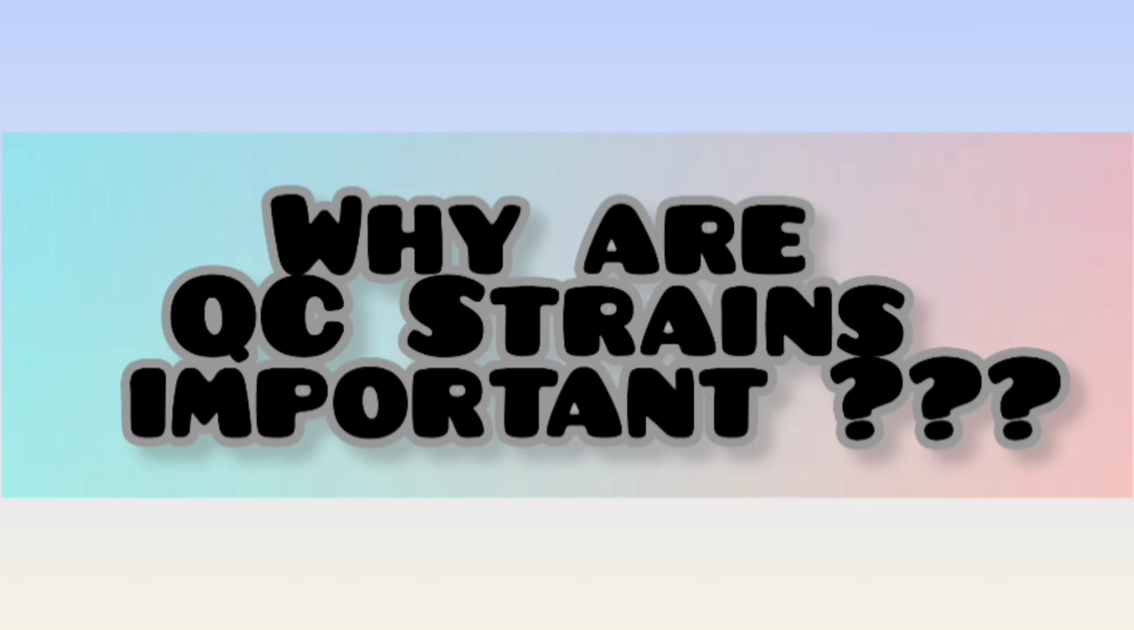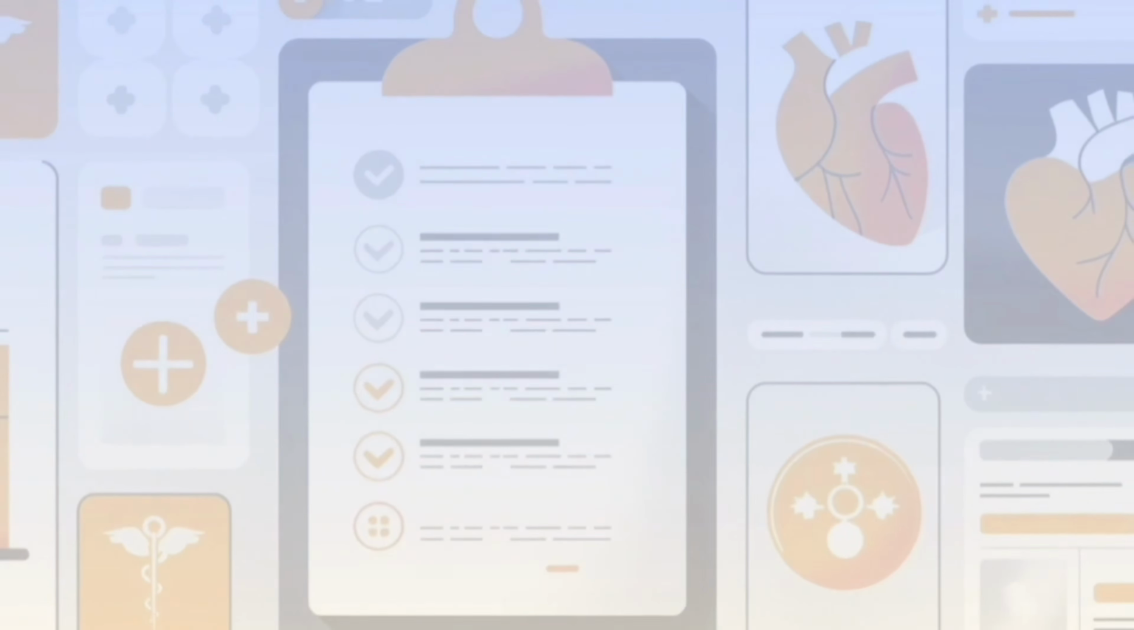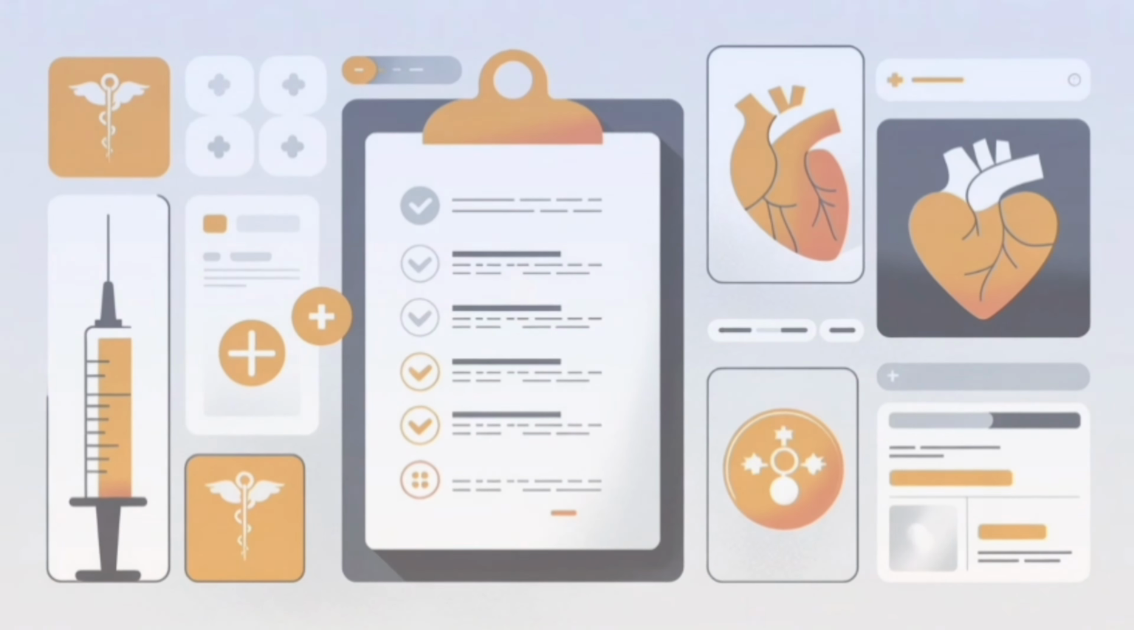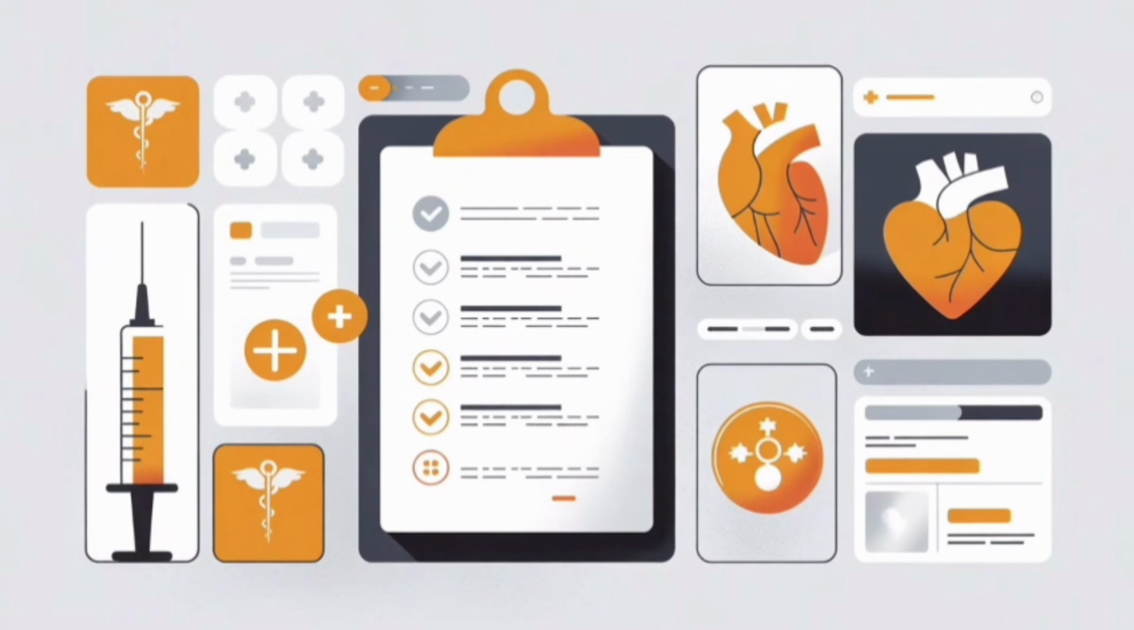The question is, why are QC strains important? Because they ensure accuracy, precision, reproducibility, and the validity of reports. In simple words, QC strains protect the reputation of the lab.